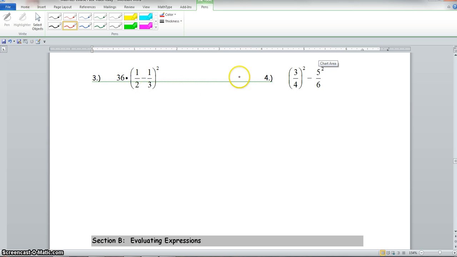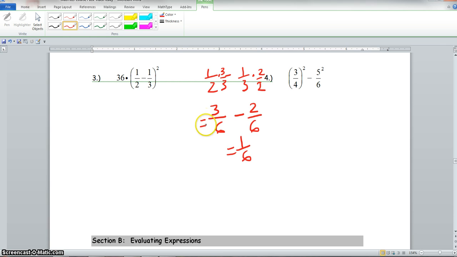We would do that first. So I want to go over here to the side. We have 1/2 minus 1/3. The common denominator of 2 and 3 is 6. So we'll multiply this numerator and denominator by 3, and this numerator and denominator by 2. 1 times 3 is 3, 2 times 3 is 6. Minus 1 times 2 is 2, 3 times 2 is 6. So we have 3/6 minus 2/6, which is 1/6.